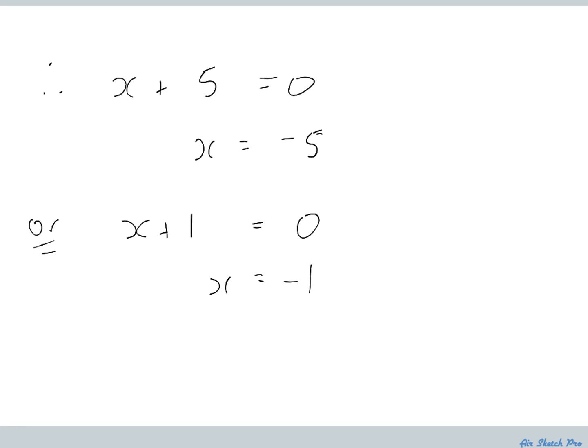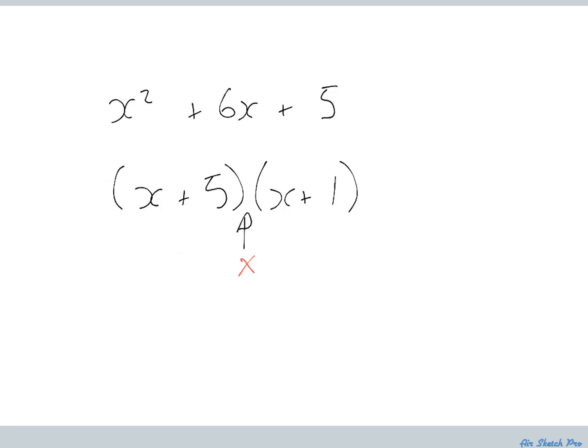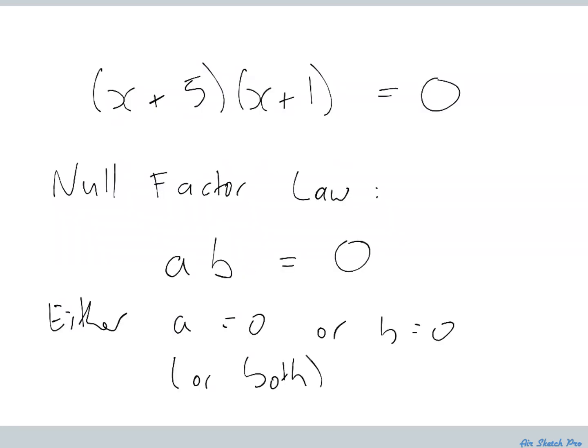I've basically just covered a whole bunch of things from grade 9 maths. I know that. I'm just setting the scene. Okay, we can take those values and we can look at the equation and we can see that it works. If x was minus 5, negative 5 plus 5 is 0. 0 times negative 5 plus 1 is negative 4. 0 times negative 4 is 0. If x equals negative 1, negative 1 plus 5 is negative 4. Negative 1 plus 1 is 0. Negative 4 times 0 is 0.